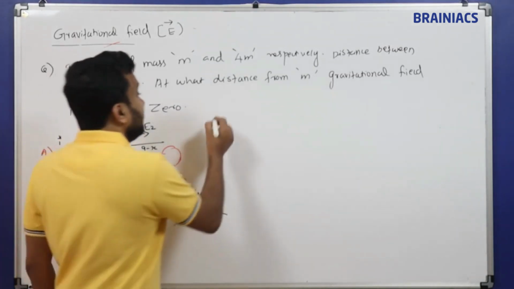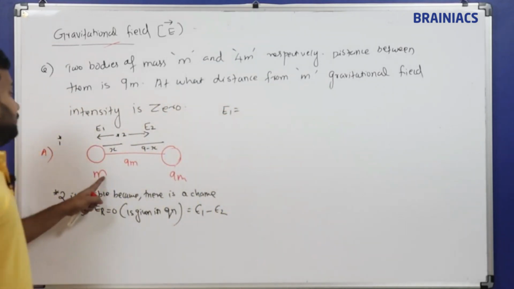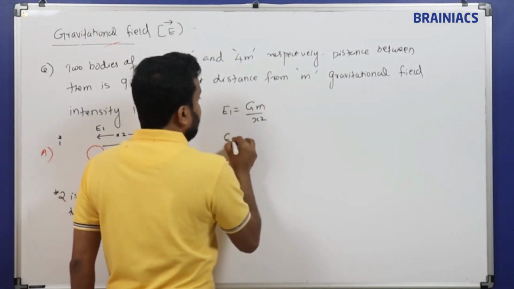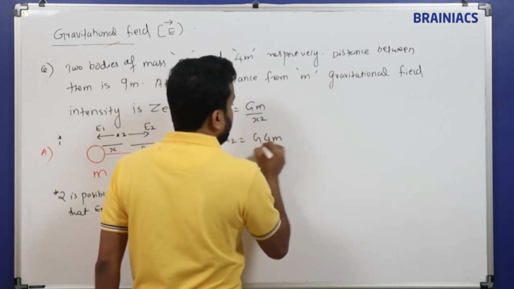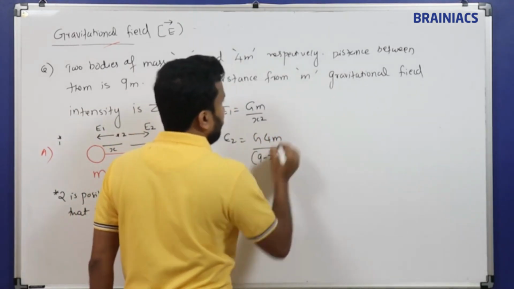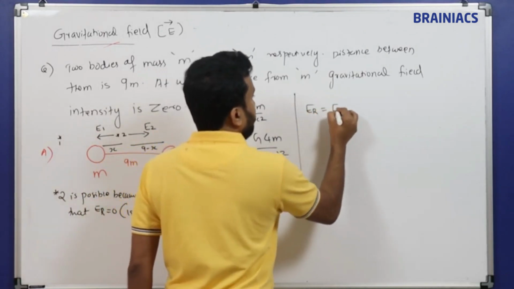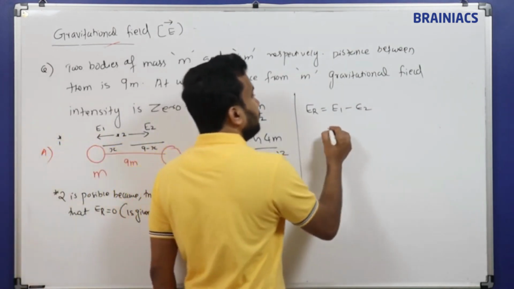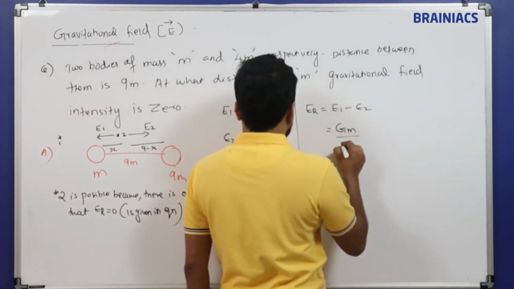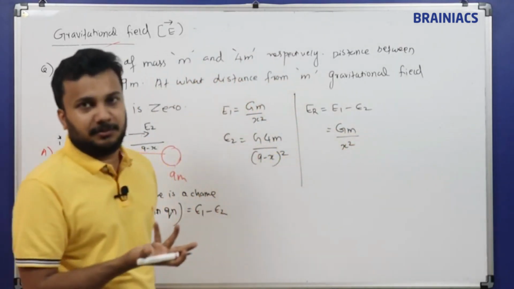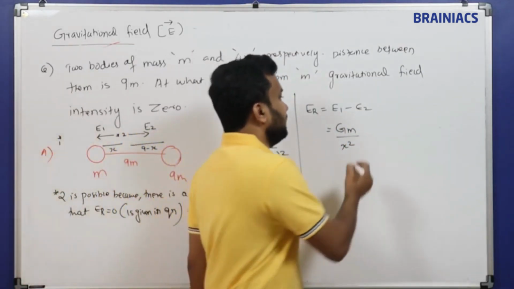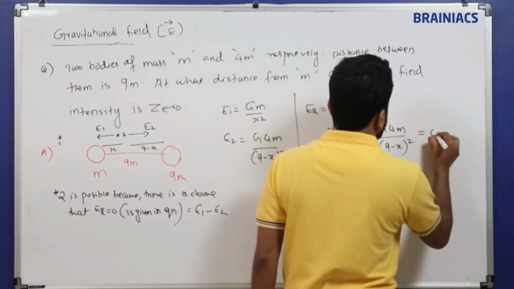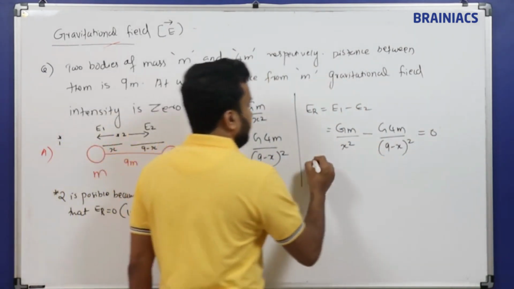So E1 is equal to Gm by x square at this point, and E2 will be equal to G into 4m divided by (9 minus x) the whole square. So the resultant ER will be equal to E1 minus E2, higher minus lower. Anyway, you can place it as E1 minus E2 or E2 minus E1, both ways it is the same. Both are going to equate to 0. This is given as 0.